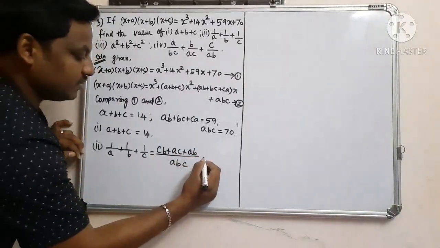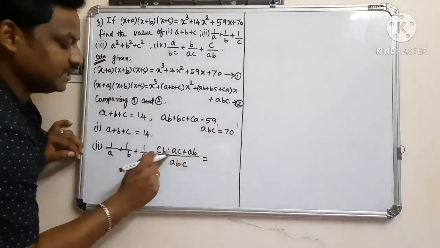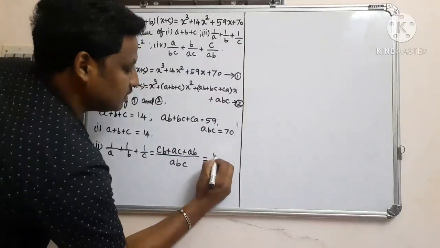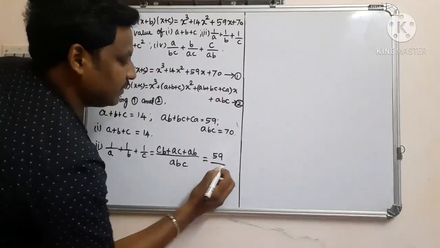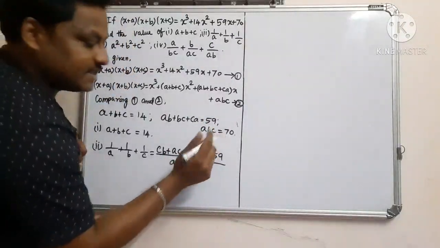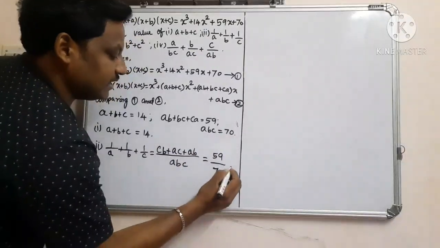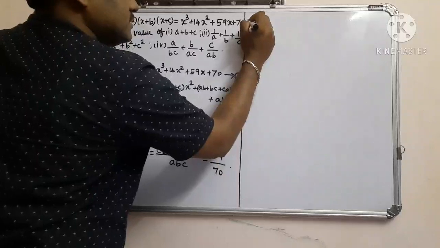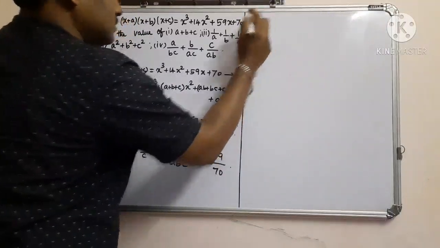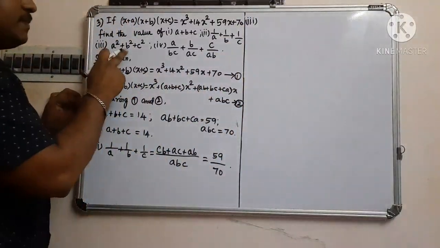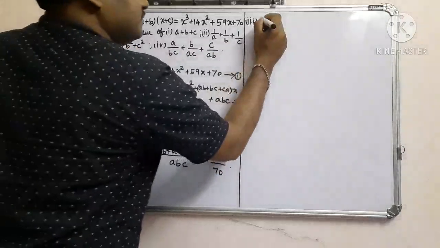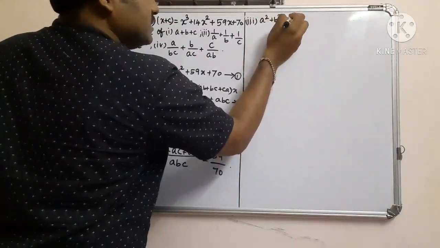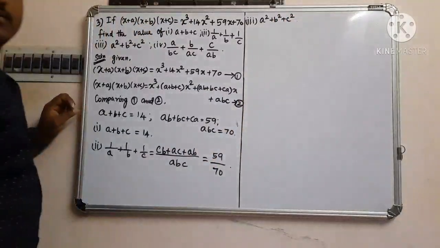So now substitute the values. ab + bc + ca value is equal to 59, so 59 divided by abc value, which is given as 70. So 59 divided by 70. Now the third one is a square plus b square plus c square. We have to find this value.